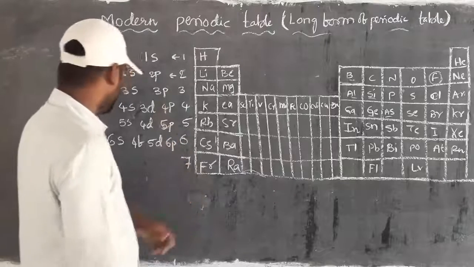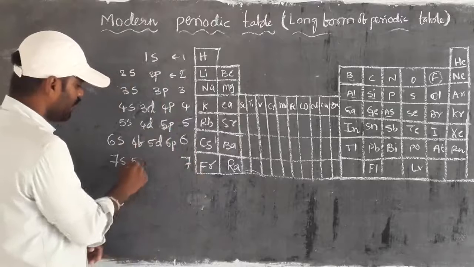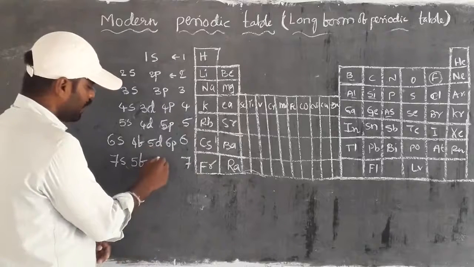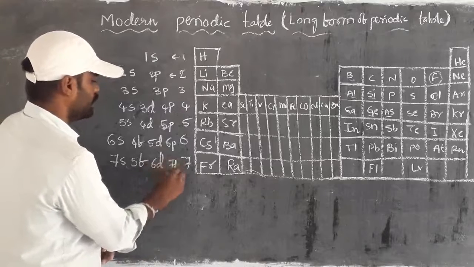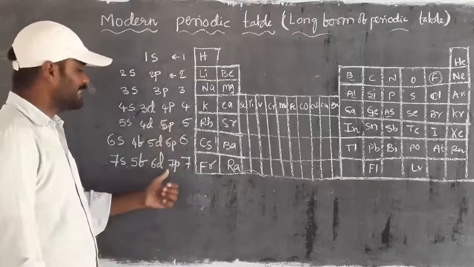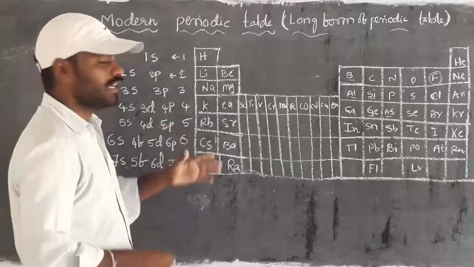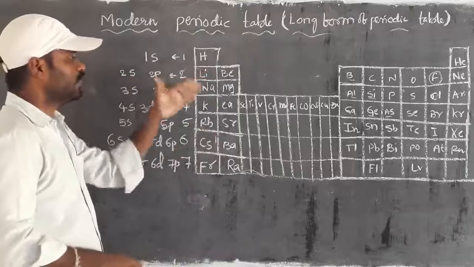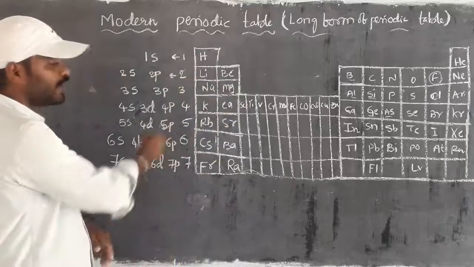Then coming to the seventh period, it also starts with 7s followed by 5f, right? And followed by 6d and 7p. So these are the existing orbitals in each and every period, right? This is a little bit informative, right? It tells in which orbitals electrons can exist in different periods. Moreover, from this we can get the calculation.